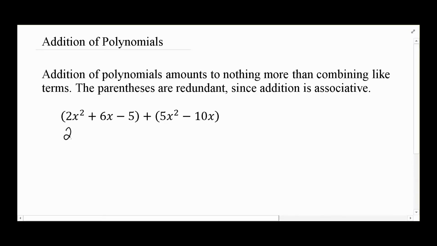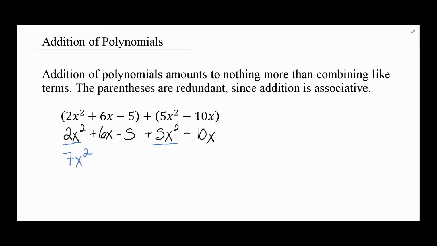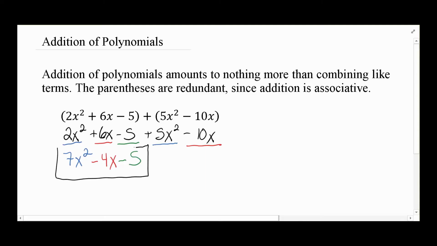So we're just going to rewrite this as 2x squared plus 6x minus 5 plus 5x squared minus 10x, at which point all we're doing is looking at combining like terms. So we can identify that when it comes to the x squared, we have 2x squared and 5x squared. That gets us 7x squared. If we move on to the x term, I've got 6x and a minus 10x. That gets me negative 4x. And then as I look at my constant terms, the only constant term I have there is the -5. And so I copy that down. And now that I've combined like terms, that's my answer.